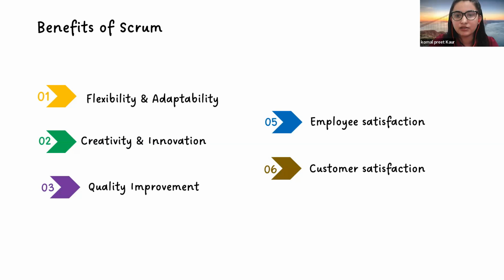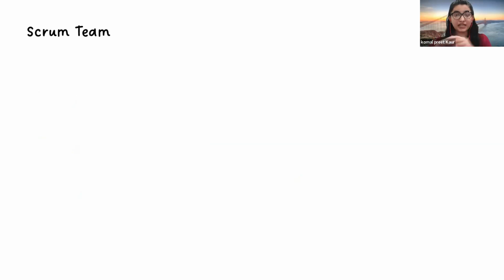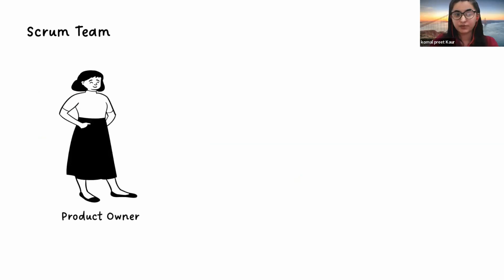Okay, so I'll just move to the next slide, just a minute. I just lost my cursor. Yeah. So next comes the Scrum team. The Scrum team is a combination of three: two members and one team. One is the product owner, the one who defines the product backlog.